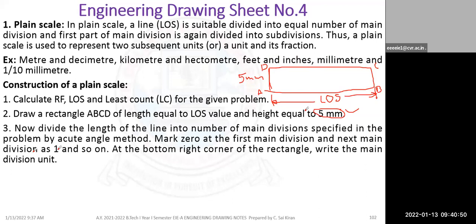Next, suppose this is 15 centimeters, then I have to divide the AB line into 15 equal divisions. Same thing, you have to use the dividing a line method. You have to take an inclined line, and this inclined line you have to divide into 15 equal parts.